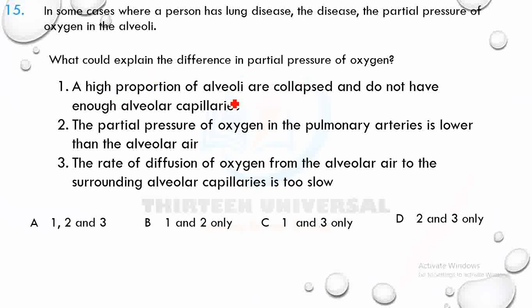It says a high proportion of alveoli are collapsed and do not have enough capillaries around them. So that reduces partial pressure of oxygen. It says the partial pressure of oxygen in the pulmonary arteries is lower than in the alveolar air. No, it's always higher in the alveolar air because of ventilation. The rate of diffusion of oxygen from the alveolar air to the surrounding alveoli is too slow. Yeah, that could have affected this person. All right, so 1 and 3.